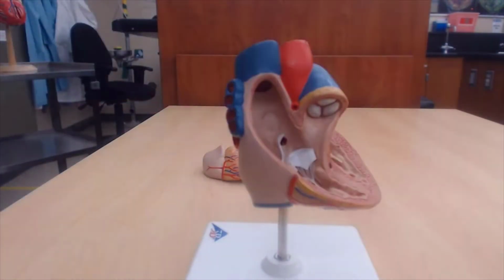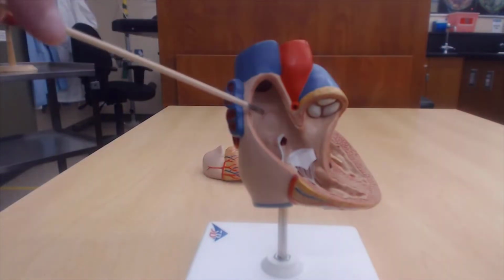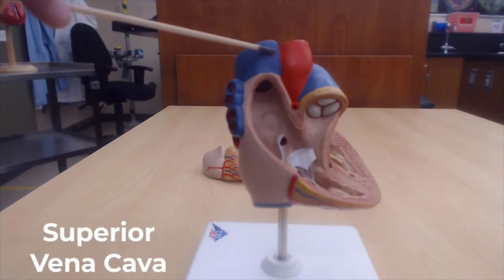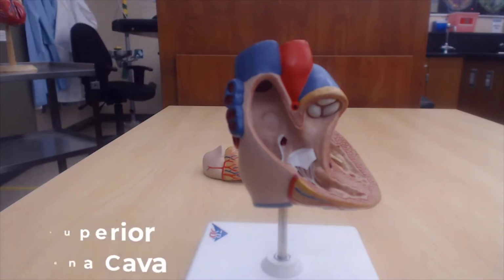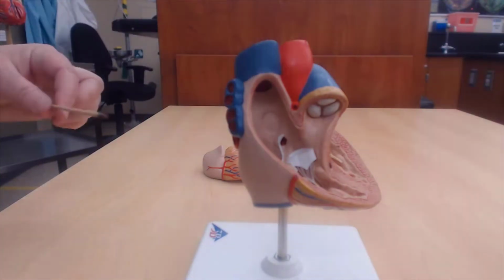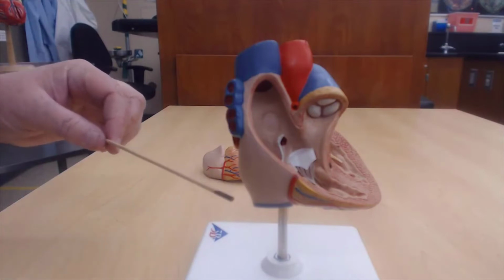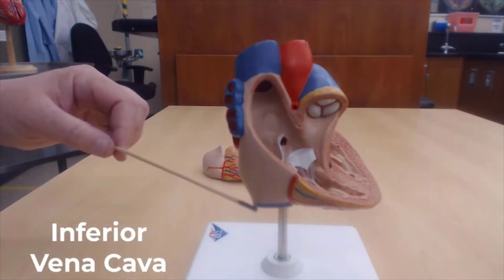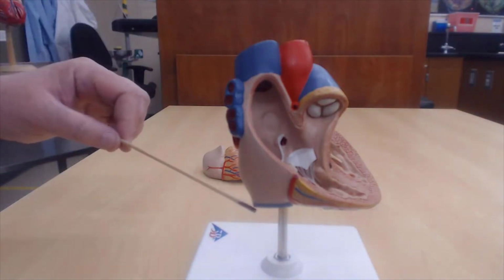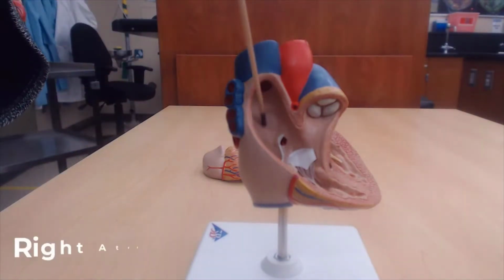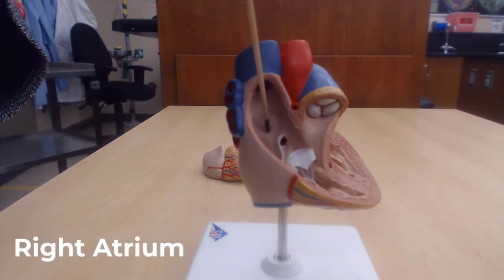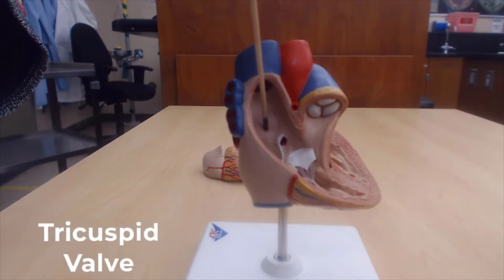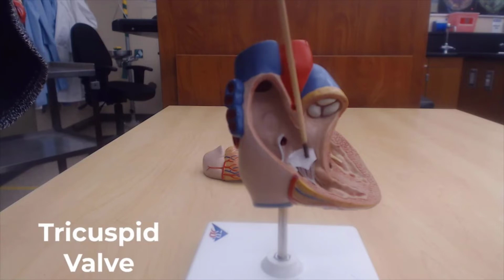Deoxygenated blood from the head, neck, and arms is going to enter the heart through the superior vena cava. Deoxygenated blood from the lower portions of the body, including the torso and the legs, enters the heart through the inferior vena cava. Both the superior and inferior vena cava drain into the right atrium here. From the right atrium, blood travels through the tricuspid valve here.